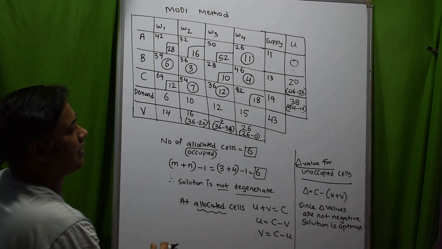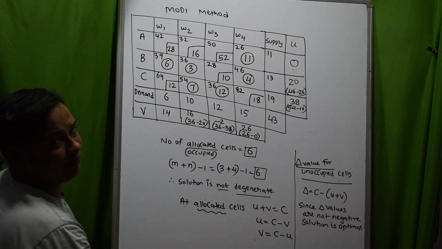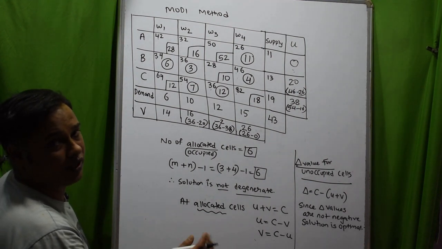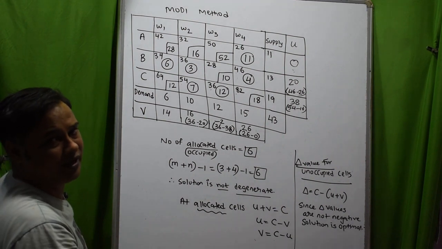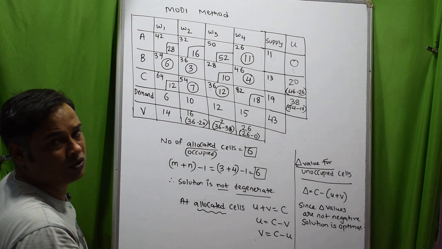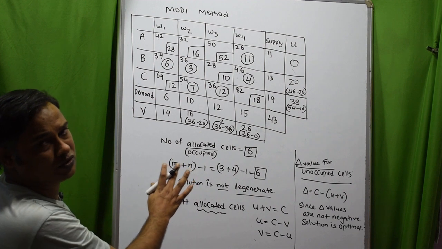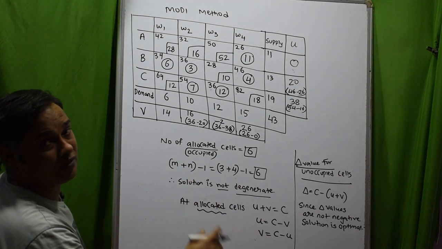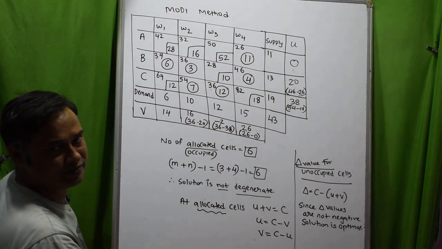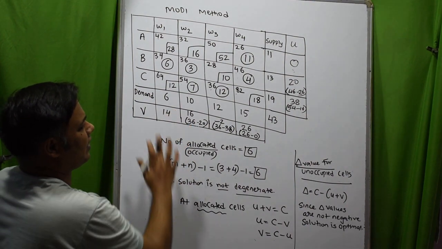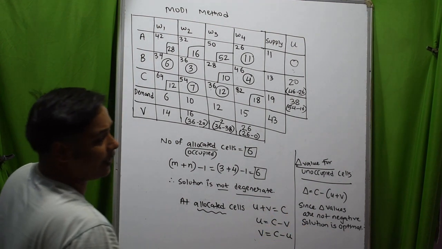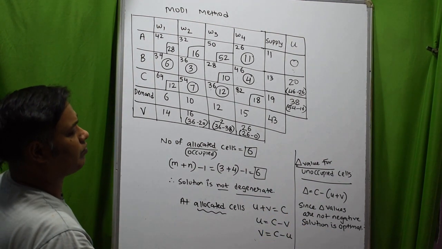is an indicator that by not making an allocation in that particular cell you are suffering a loss, your cost is increasing. If the delta value came negative, we would say that this solution is not the best solution, we can reduce the cost further. But because in this case there is no negative value, I can conclude that the delta values are not negative and therefore the solution is optimal.